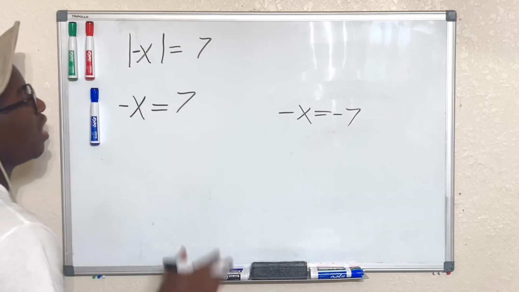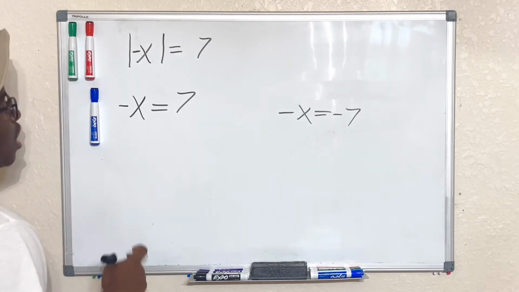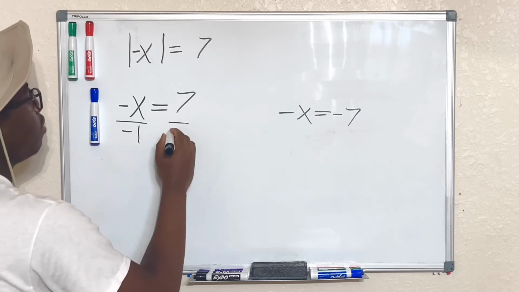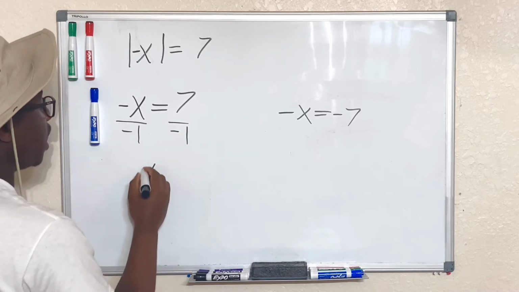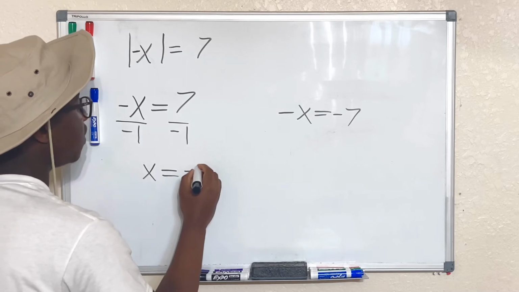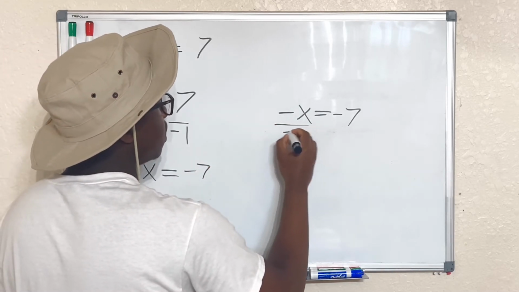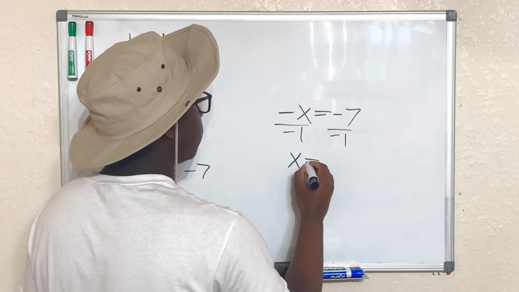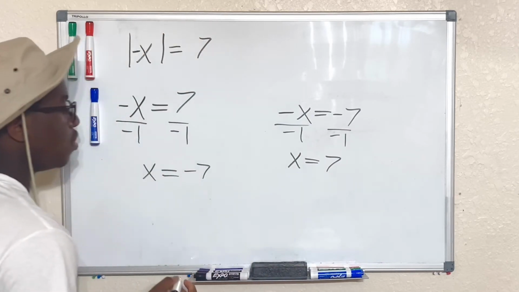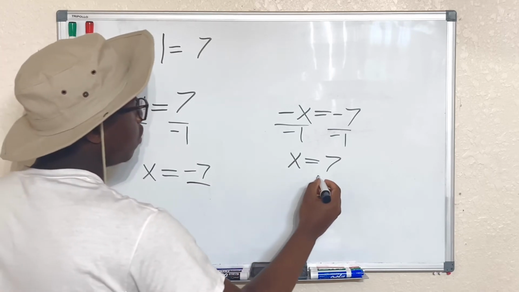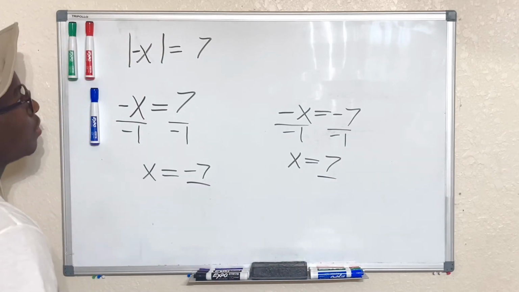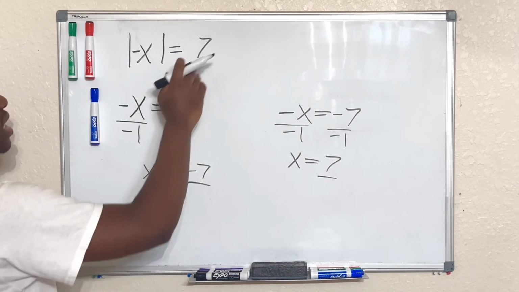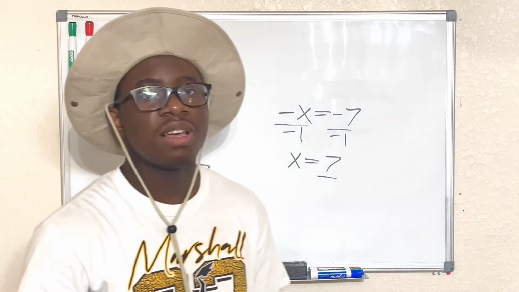Because remember, we have two different types of equations. Now we're just going to get x by itself. Solve it like a regular algebraic problem. x on this side would equal negative 7. x on this side would equal 7. So in this case, our two answers, just like the last, would be negative 7 and 7. So even the absolute value of negative x being 7 is the same as the absolute value of x being 7.